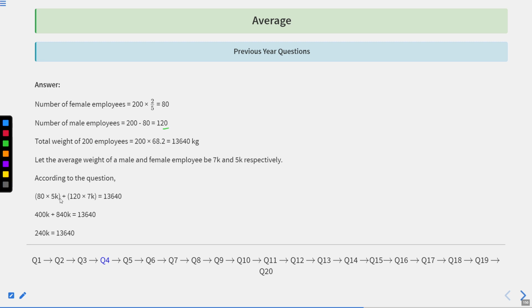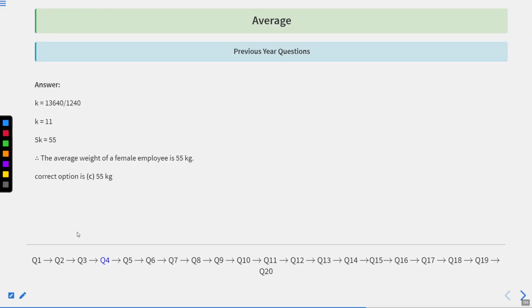So according to question, 80 times 5k plus 120 times 7k is equal to 13,640. So 400k plus 840k equal to 13,640, which is 1240k equal to 13,640, and on simplification we will have k equal to 11. Therefore, the average weight of a female employee is 55 kg. So the correct option here will be option number C.